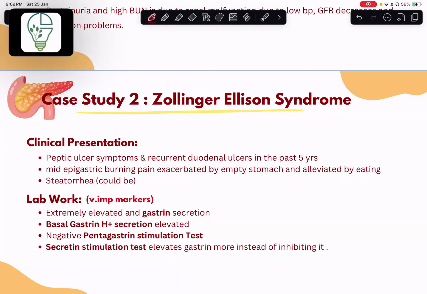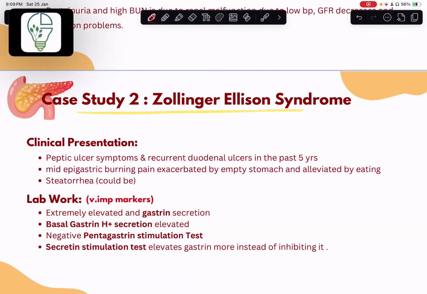This gastrin is leading to increased acid production, and this acid production is causing duodenal ulceration, stomach ulceration, but especially in the duodenum. And these tumors are usually ectopic, which means they are not present in the stomach. They're usually present in the pancreas or sometimes in the duodenum, but most commonly in the pancreas.